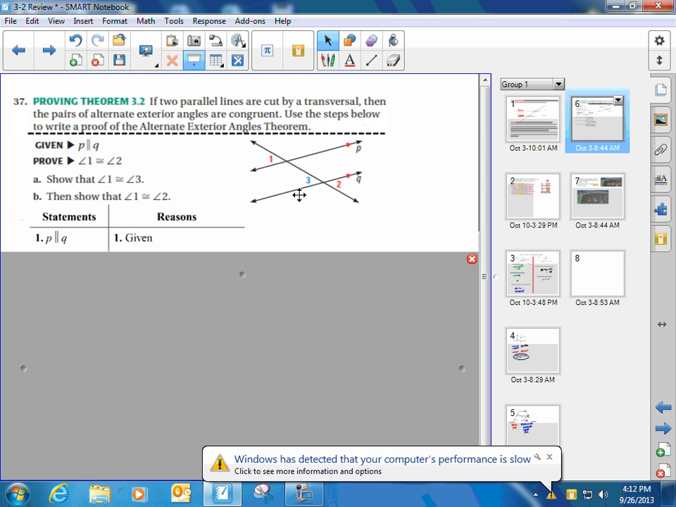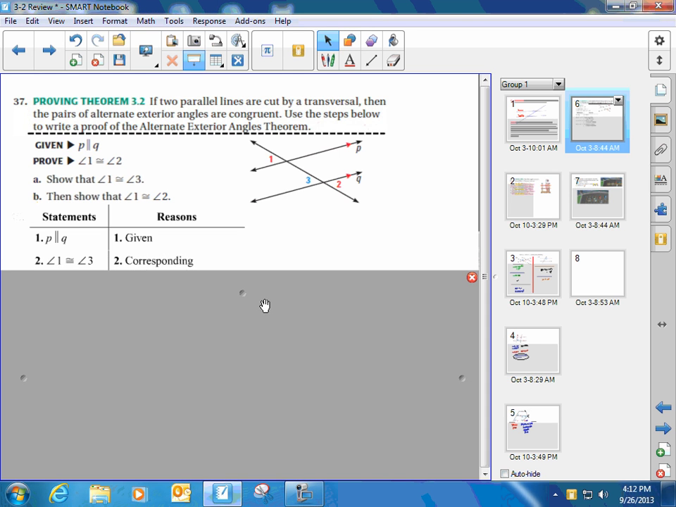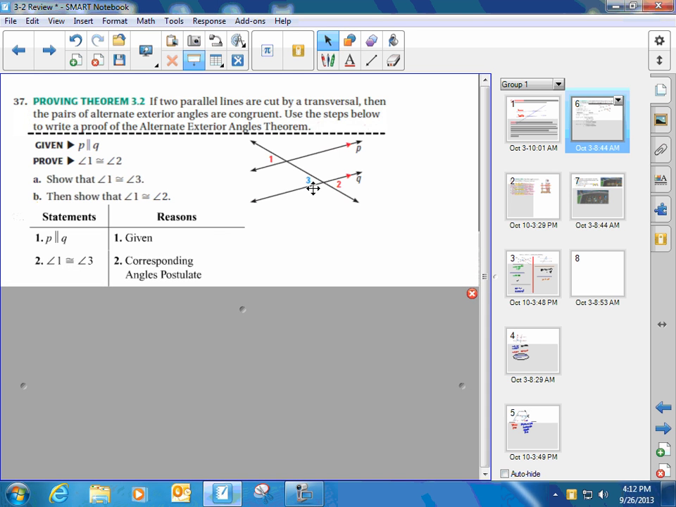It's given that lines P and Q are parallel, and you could have named them whatever you wanted. And then we're going to state that angles 1 and 3 are congruent. How do we know that? By the corresponding angles postulate. Remember, we justify our statements with given statements, with postulates, with properties, and other theorems. I feel like I left something out, but I'm going to move on.